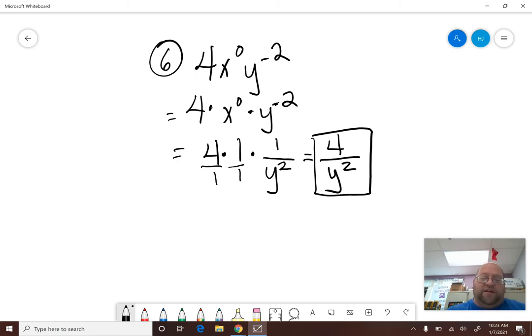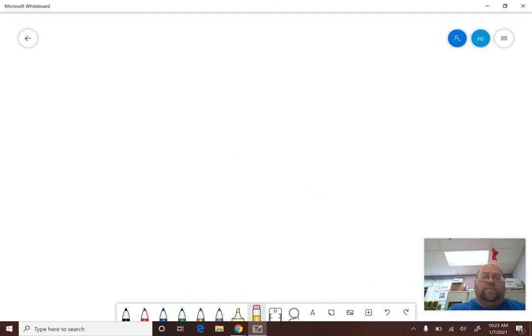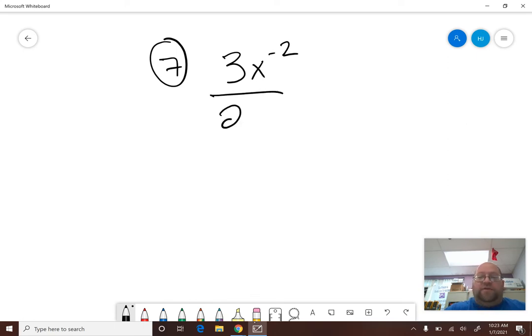So now let's look at another example. Maybe it takes this up just a little bit further. I promise we just have 2 more to go. So number 7 is 3x to the negative 2 over 2y to the negative 3.